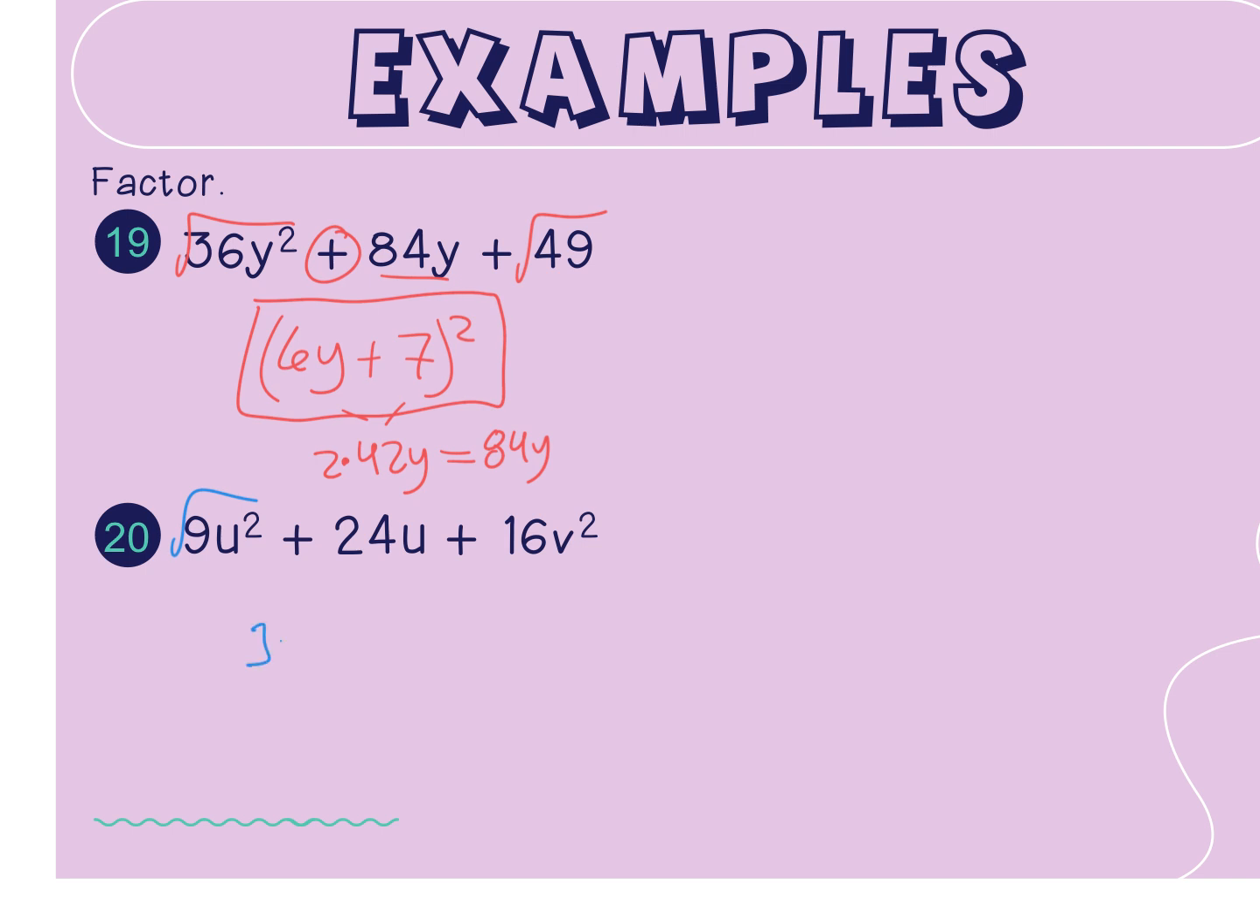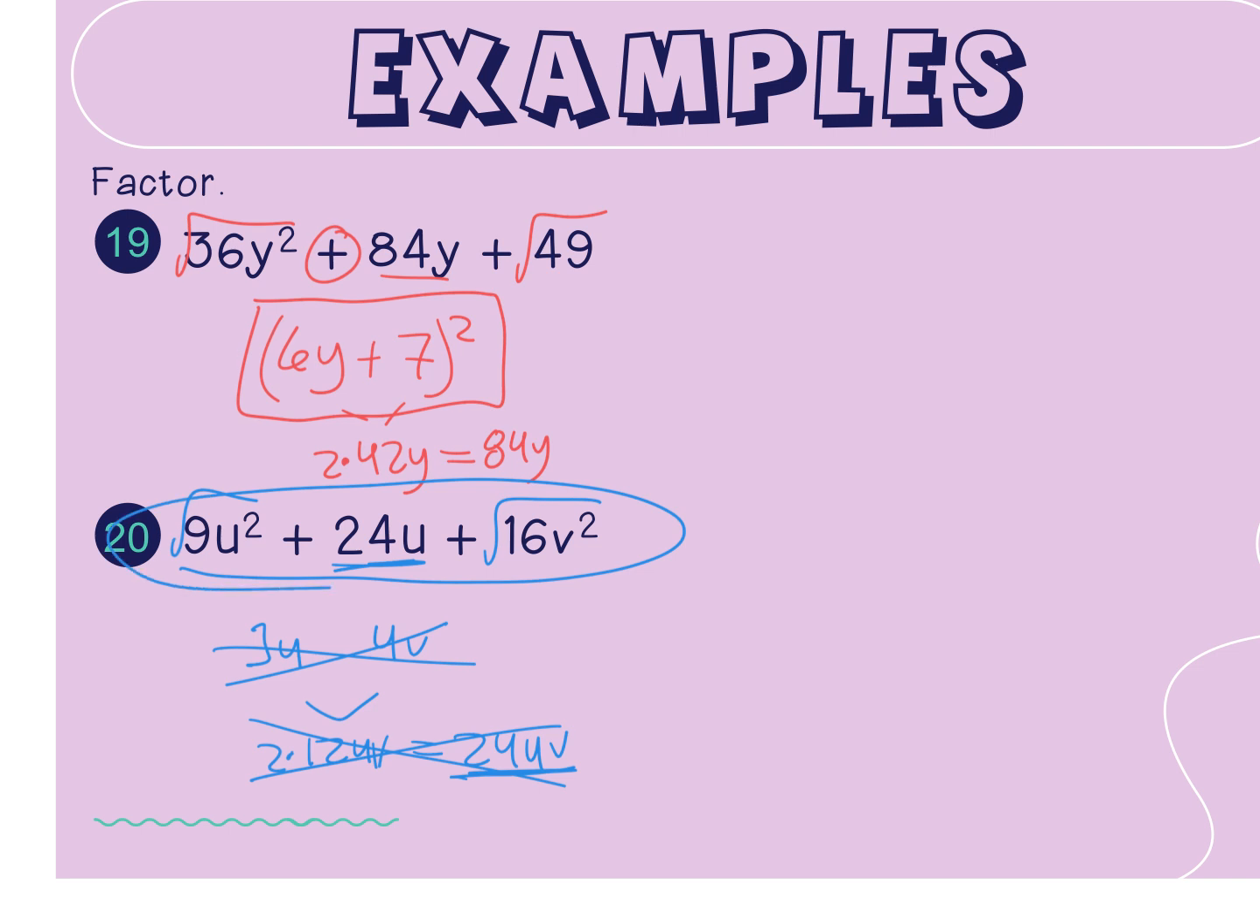All right, same thing with the last one. Square root the first, 3u, square root the last, 4v. Multiply them, I get 12uv. When you double it, do I get 24u? In this case, I don't. I get 24uv. That does not match this, so then I can't do this at all. None of this is going to show up in my final answer. I would leave it alone like this. If it had a v in the middle, then yeah, it would be 3u plus 4v squared, but it didn't have that v, so it's not going to be that. You would leave it alone.